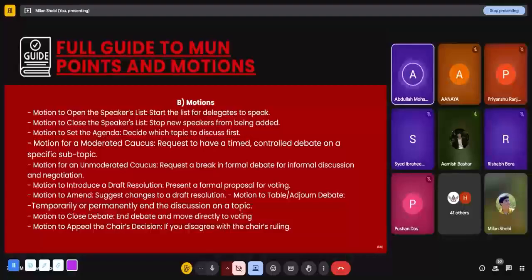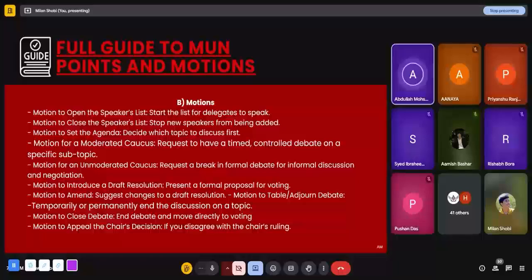Next comes motion to introduce a draft resolution. Once you have written a complete resolution with your block, so a block is when you, with other delegates representing different countries, come together with an agenda and choose to be against it or for it. It is your choice. Once you have written a complete resolution with your block, use this to present it to the committee.